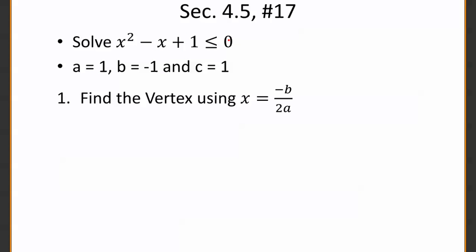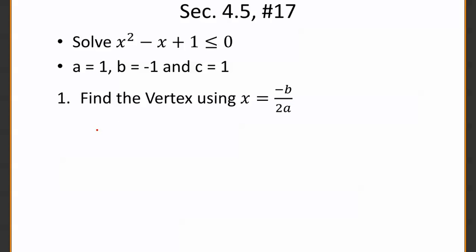So with that information, since it's already set equal to 0, or less than or equal to 0, we can identify our a, b, and c. A is 1, b is negative 1, and c is positive 1. So we'll use that information to find our vertex.